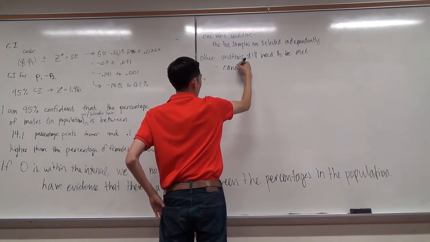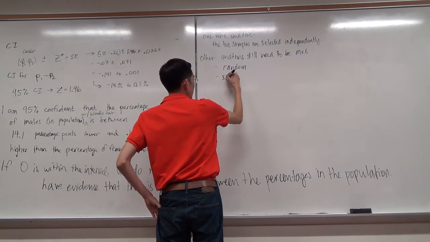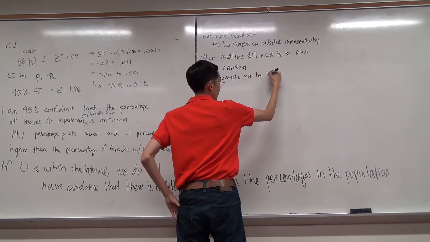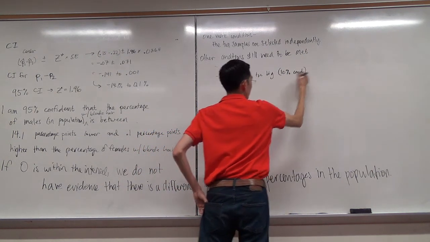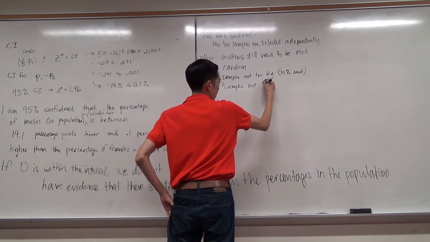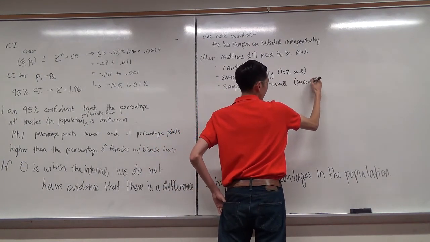Random sample, not too big. We call that the 10% condition. Sample not too small. The book calls that the success/failure condition.